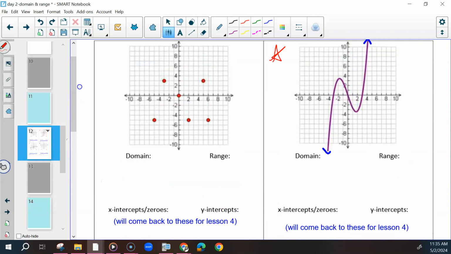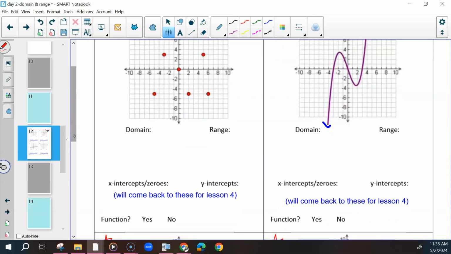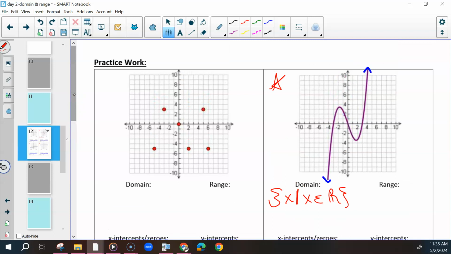Alright, so for this first one, looking left and right, what's your furthest point to the left? What's your furthest point to the right? This keeps going down and left and up and right. So your domain is going to be all numbers. What about your range? What would your range be? The same thing. Yes, all real numbers.